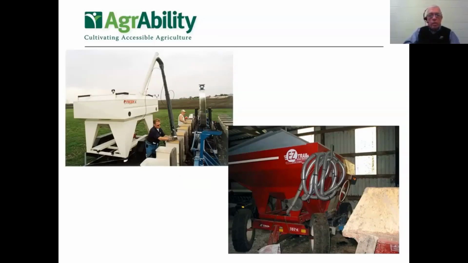Bottom right, gentleman in a wheelchair found this. He's got an air system on the hopper wagon where he can take the end of the tubing and fill the grain boxes on his planter.